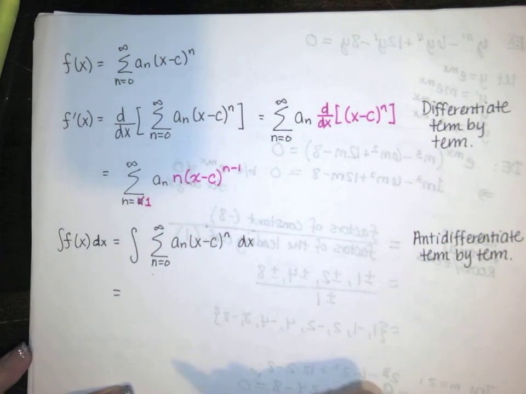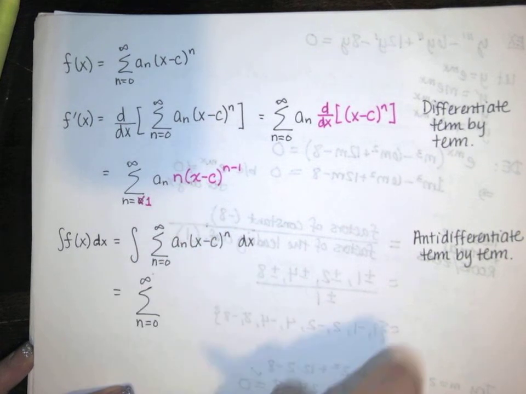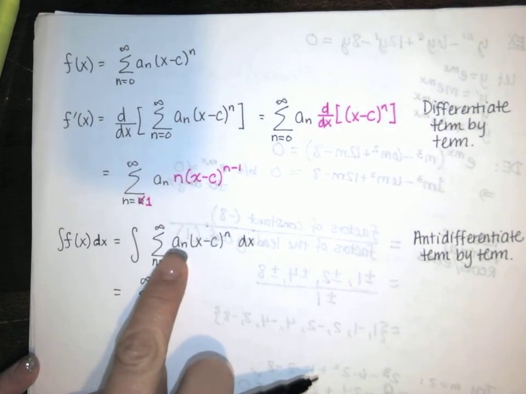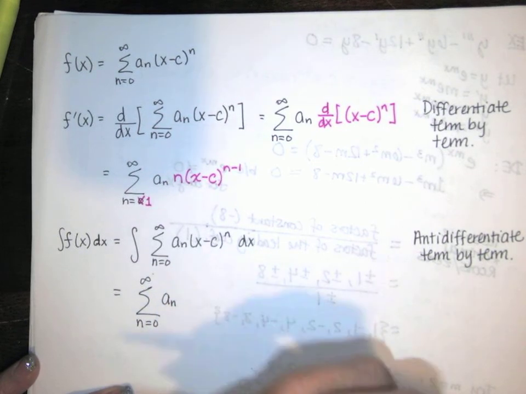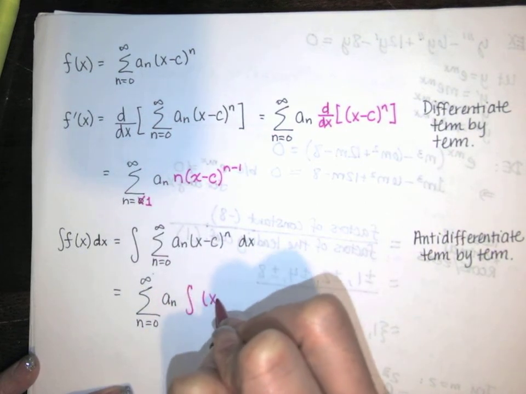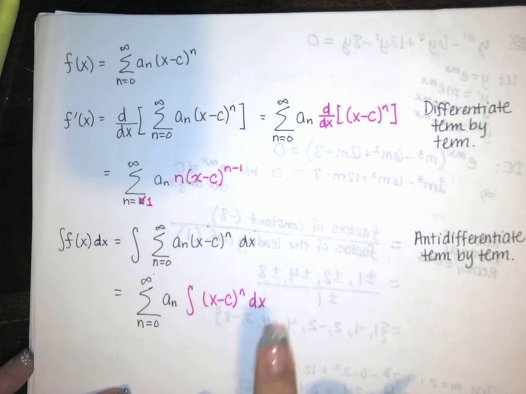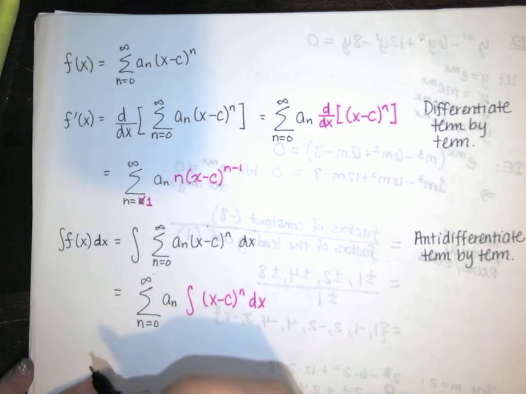The antiderivative of the sum is the sum of the antiderivatives. Just like if you were taking the antiderivative of a polynomial, you'd look at one term, take its antiderivative, look at the next term, take its antiderivative. The same is true here. Everywhere you have a constant, pull it out. This is constant with respect to x, so we pull it out. And now we're just taking the antiderivative of (x minus c) to the n with respect to x. And remember, for a particular term, n is a number, c is a number. So I'm just using the power rule again.